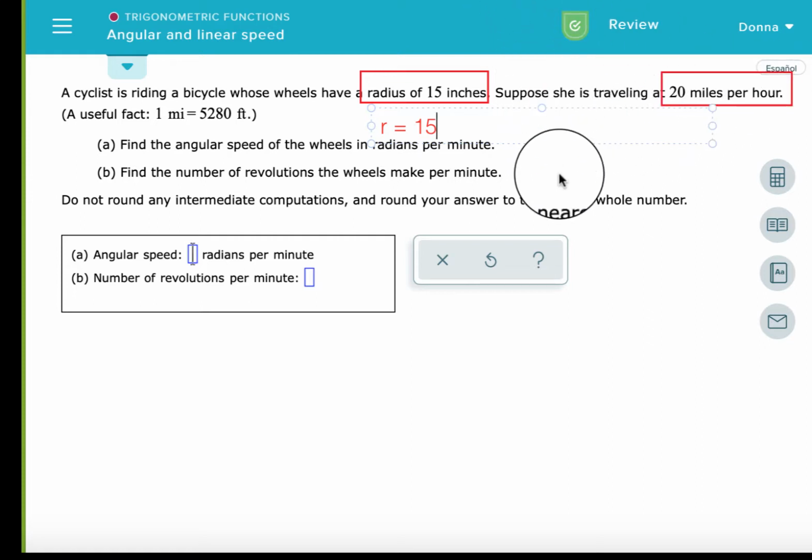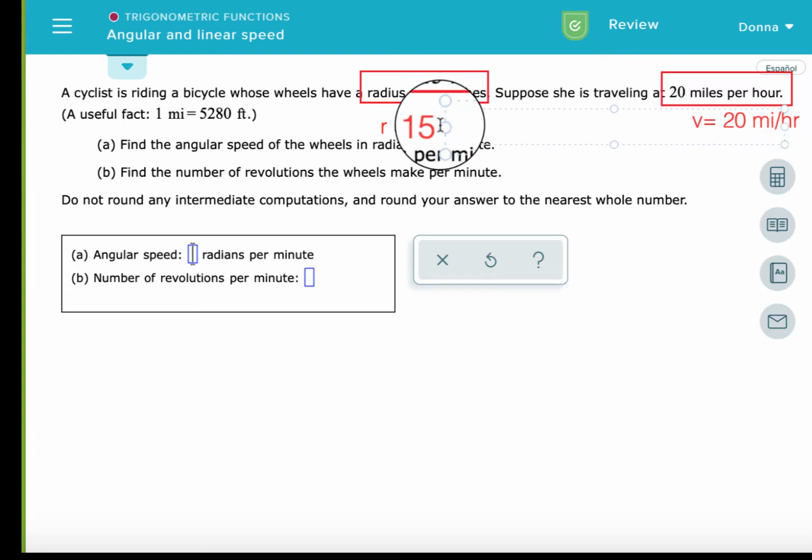Is that going to be the linear speed or the angular speed? How would I recognize that? Angular speed is always going to be in revolutions per minute, or the angle that it rotates per unit time. So it's always going to talk about this circular motion. Since this is talking about miles, which is distance covered per unit time, that's going to be our linear speed v. So v is equal to 20. And 15 was in inches, so let's capture that as well.